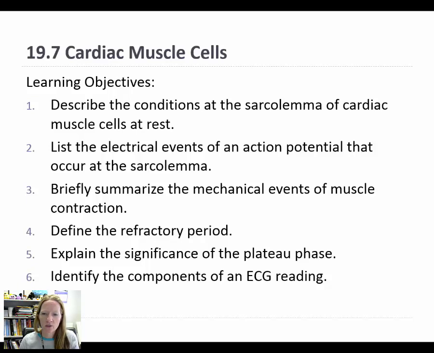With the cardiac muscle cells, we're going to look at kind of the same thing: how the action potential is going to occur, and then of course the contraction as well. So remember that these cardiac muscle cells have to have that electrical stimulus in order to contract. Again, that electrical stimulus came from the conduction system that we just looked at. So let's take a look.